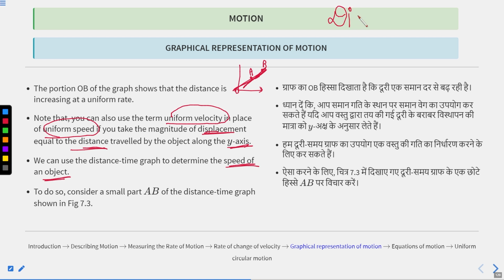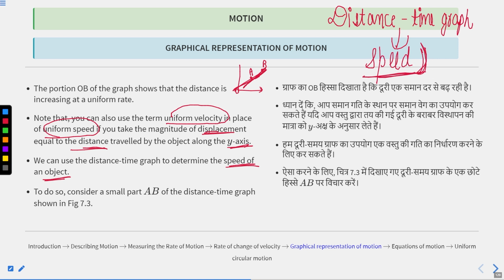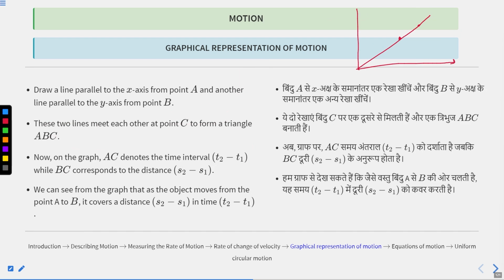So the distance-time graph gives speed. Is it clear, class? We have to remember it: the distance-time graph gives us speed. To do so, consider the small part AB. We have taken 2 points, A and B, and we are trying to understand this small section AB of the graph.